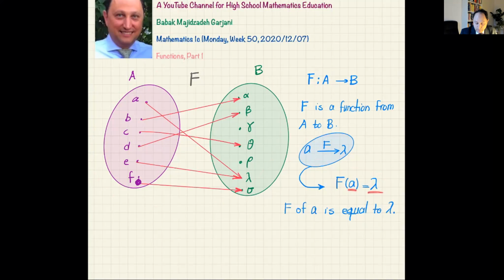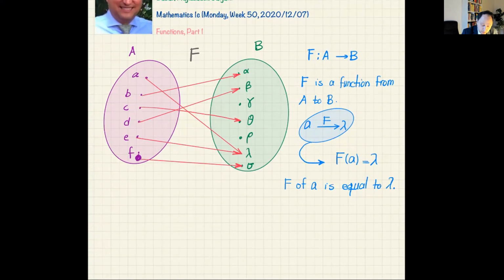associates A with lambda. Okay, so for example, in this symbol, if I want to ask you another question, it is very simple. If I ask you what is f of B, what is the answer? So what is f of B means that I need to follow the arrow for B and see what the image is. The image is alpha. So f of B is equal to alpha.